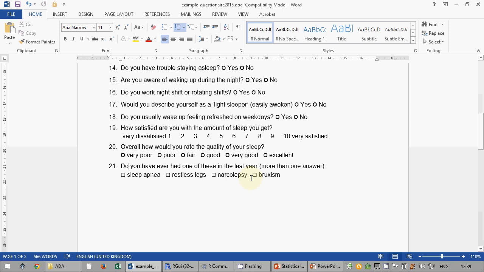Unfortunately, when converting your questionnaire into a computer program, you must use 4 variables here. Pay attention because this is a very common mistake for students. If you are trying to convert this variable into a data structure in a computer, you must use 4 variables. This is equivalent to asking, have you ever had sleep apnea? Have you ever had restless legs? Have you ever had narcolepsy? Have you ever had bruxism? So it's equivalent to 4 questions.